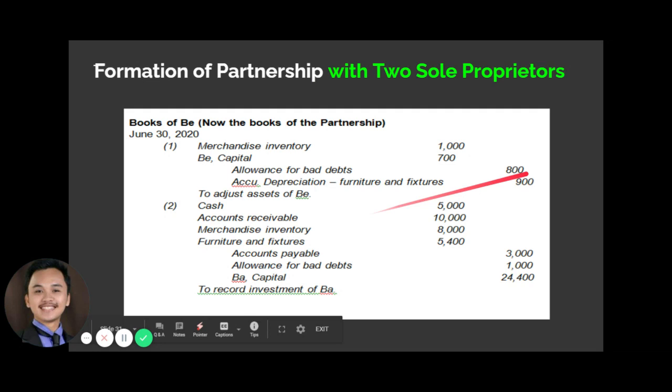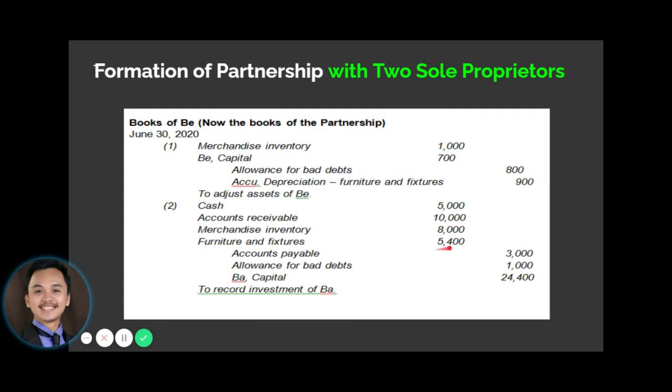So we have debit to cash for 5,000, accounts receivable 10,000, merchandise inventory 8,000, furniture and fixtures of 5,400, and then we also have accounts payable for 3,000, allowance for bad debts 1,000, and Ba, capital for 24,400. Now, after this entry, kaning first entry ug second entry, maka-create na ta karon og FS sa new partnership, balance sheet sa new partnership, which is still the books of Be. Ato lang gi-continue o gamit as books of the partnership. Okay?